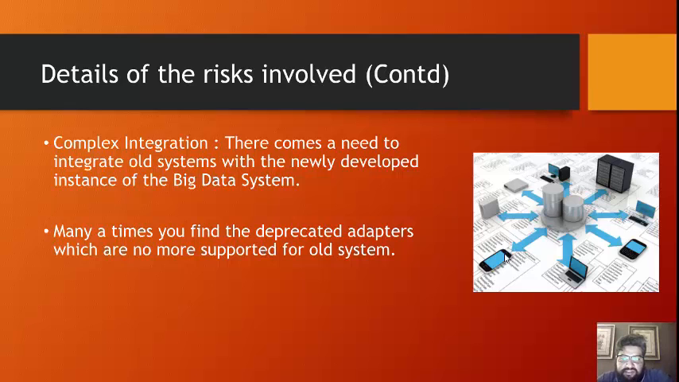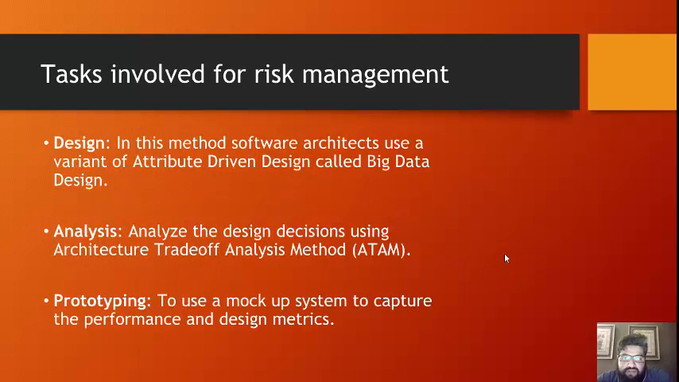So there are three tasks involved for risk management. Design, which is attribute driven design approach, which is a methodology in which all the quality attributes are taken into account and business goals are set for that particular architecture phase. Then the architecture is designed keeping in mind the selected metrics.